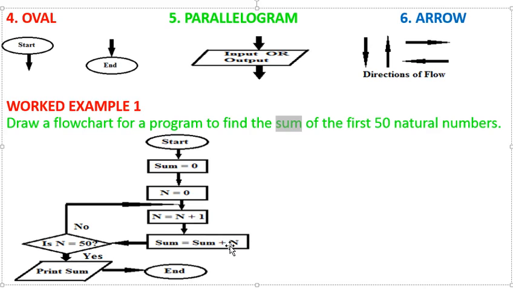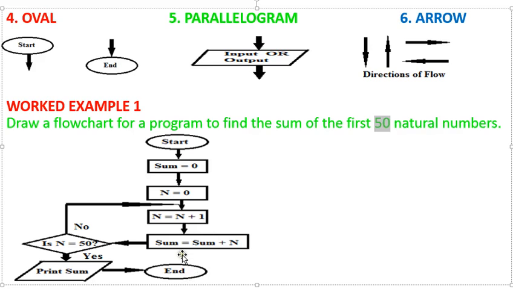Yes, we know this is the first number we have taken, but nevertheless, since we are asked to limit the summation to only the first 50 natural numbers, then we have to come into a decision and say, is the number we have just taken equal to 50? If it is equal to 50, it means we have satisfied the condition for summing 50 natural numbers. If it is yes, then it will go to this parallelogram, which is used for producing an input or an output. So in this case, we'll say print sum, which is producing an output, and then it will end.